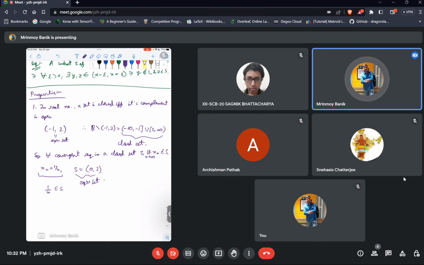But the limit, as you can see, is 0. The sequence is convergent, and the limit is 0. But 0 is not inside this set, right? So the terms of the sequence are inside the set, but the limit is not inside the set. This only happens when the set is open. Hence, the set is open.